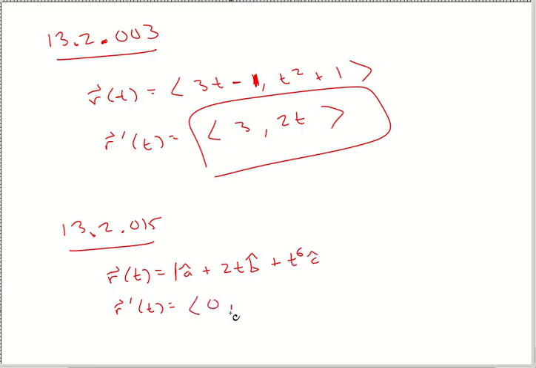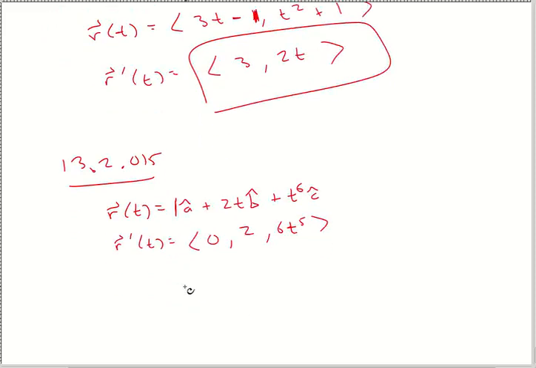I would hope that WebAssign would take this, but I don't know if it will. Let's assume not, just because I'm not 100% sure. But I do know we can make this work without having to do the vector formats. So maybe 0 and then an a component, a 2 and then a b component, and then a 6t to the 5th c component.